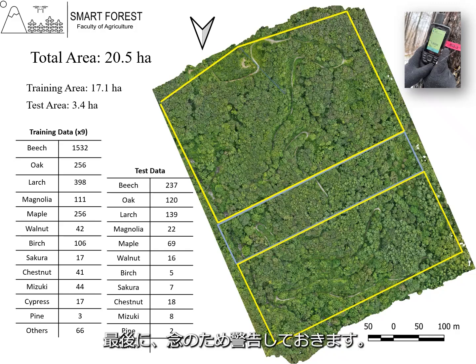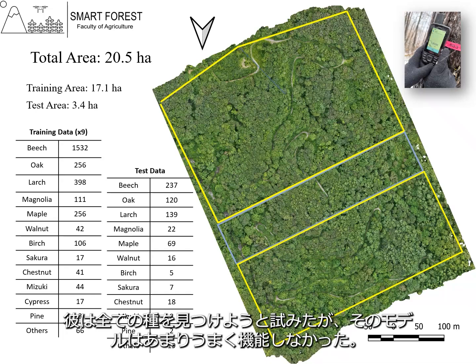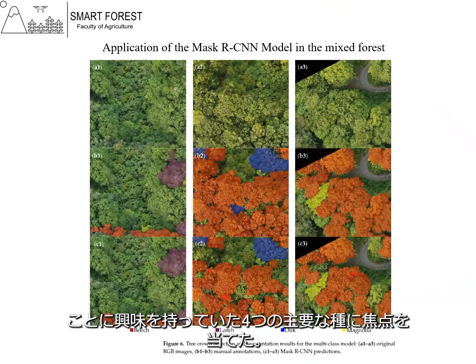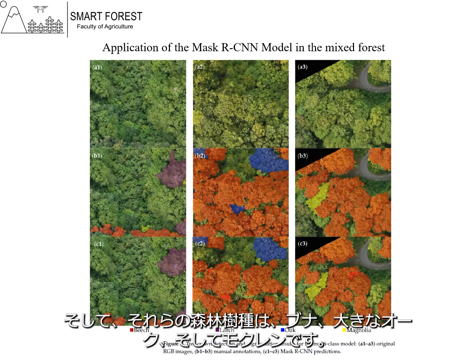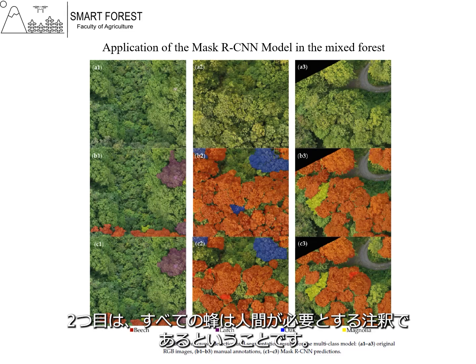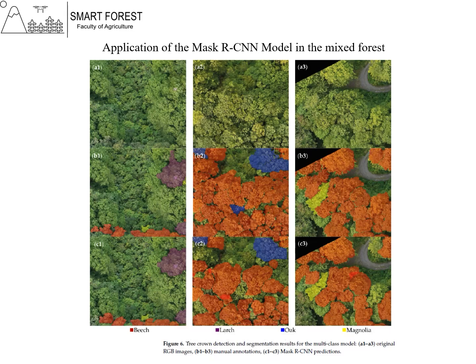In the end, just to give you a warning, he tried to find all the species, but the model didn't work very well. So he focused on the 4 main species that we were interested to find in this forest. And those 4 species are beech, larch, oak, and magnolia. So all the images with the letter A are the natural image. No annotation, nothing. The second one, all the B's, are the annotations that humans did.